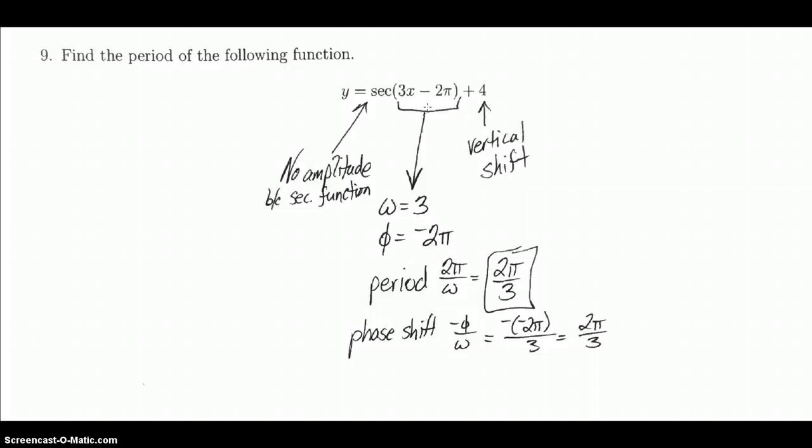Okay, following the period, really this is mostly just knowing about the translations, that this is a vertical shift. Here, this omega is whatever coefficient is on the x, and this phi is whatever is being added to our x term. Then when it comes down to the period, it's just 2 pi over whatever our omega value is, so in this case 2 pi over 3.